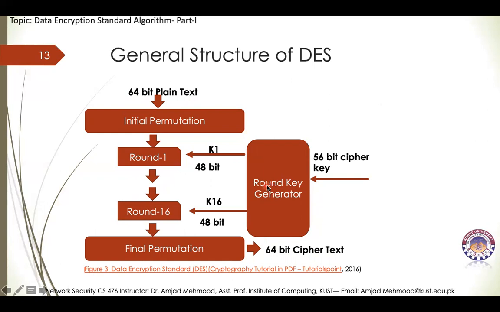And here you can see that this is a round key generator. 48-bit sub keys are generated from this. A 56-bit cipher block key is passed to the generator, and the generator will be generating a 48-bit sub key for each round. So there would be 16 sub keys generated from this 56-bit cipher key. So you will be having 16 keys. This is how you make your data more secure.